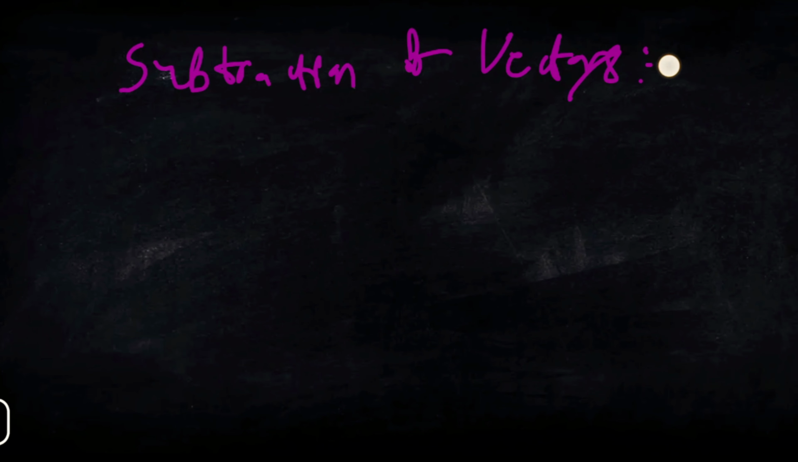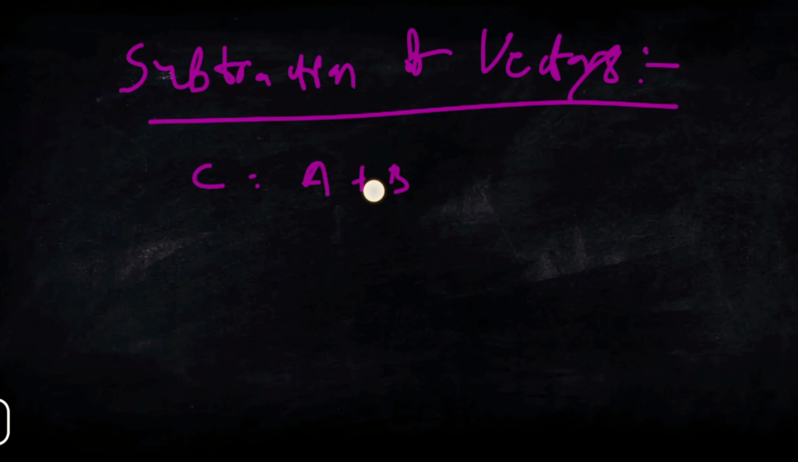Subtraction of vectors can be done from the addition only. Addition: C equals A plus B. Consider two vectors A and B. The resultant vector is C. But subtraction will be done by taking the negative of B, A plus minus B.